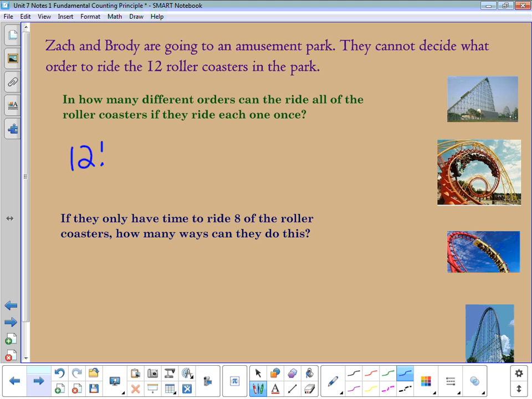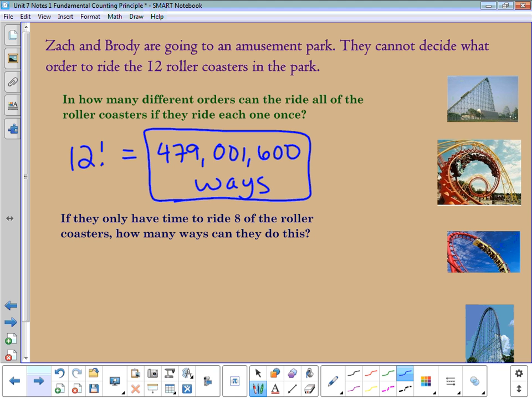options for the first roller coaster. After they ride one, then there's only 11 for the second. After they ride that one, then there's only 10 for the third, and so on, all the way down to 1. So if I plug in 12 factorial into my calculator, I end up with 479,001,600 ways. Big number there. There's lots of different ways that we could ride those roller coasters, lots of different orders.